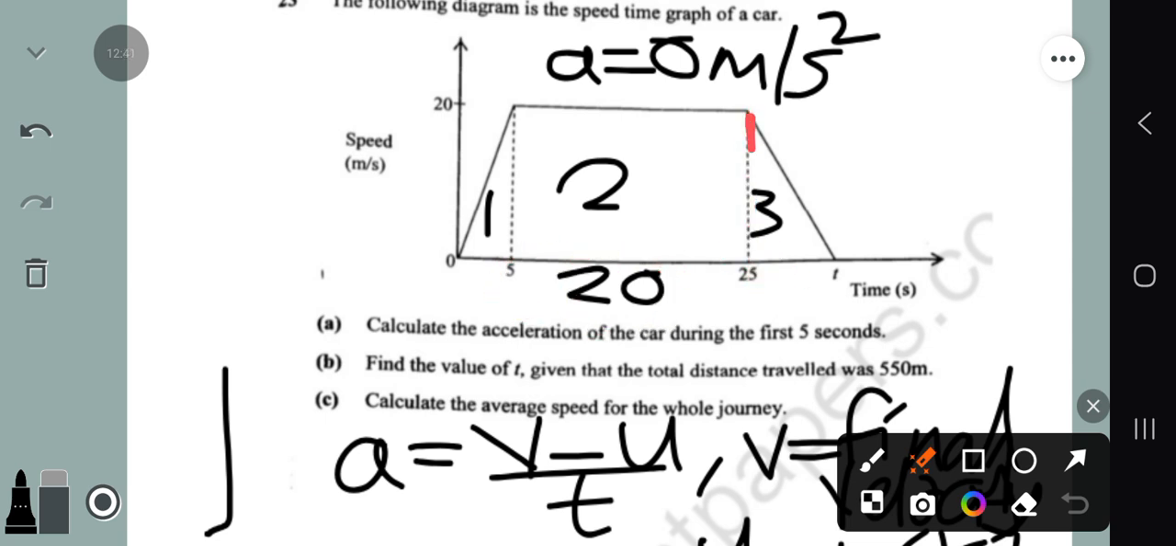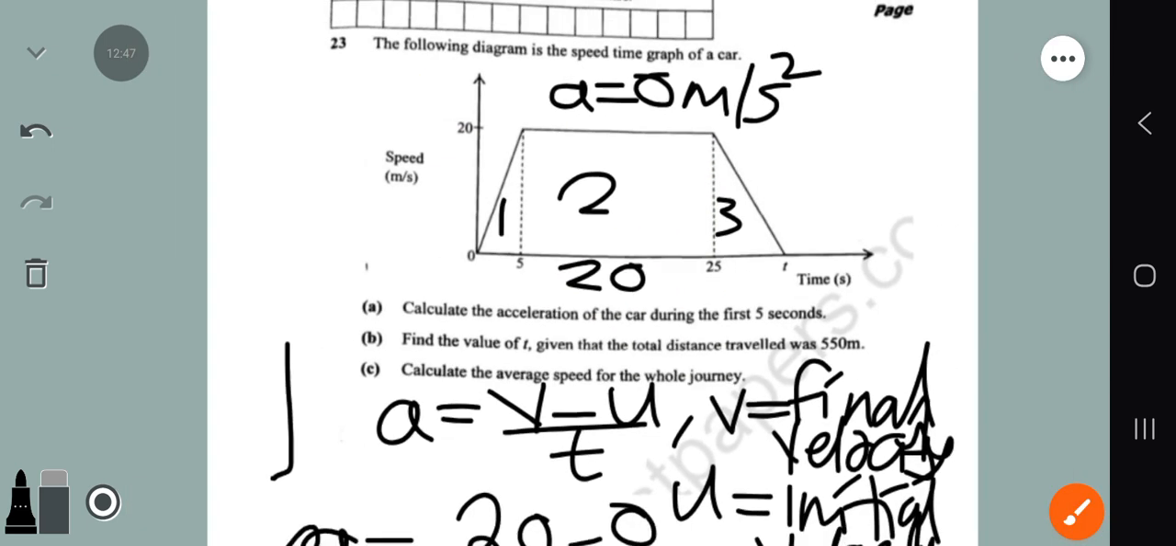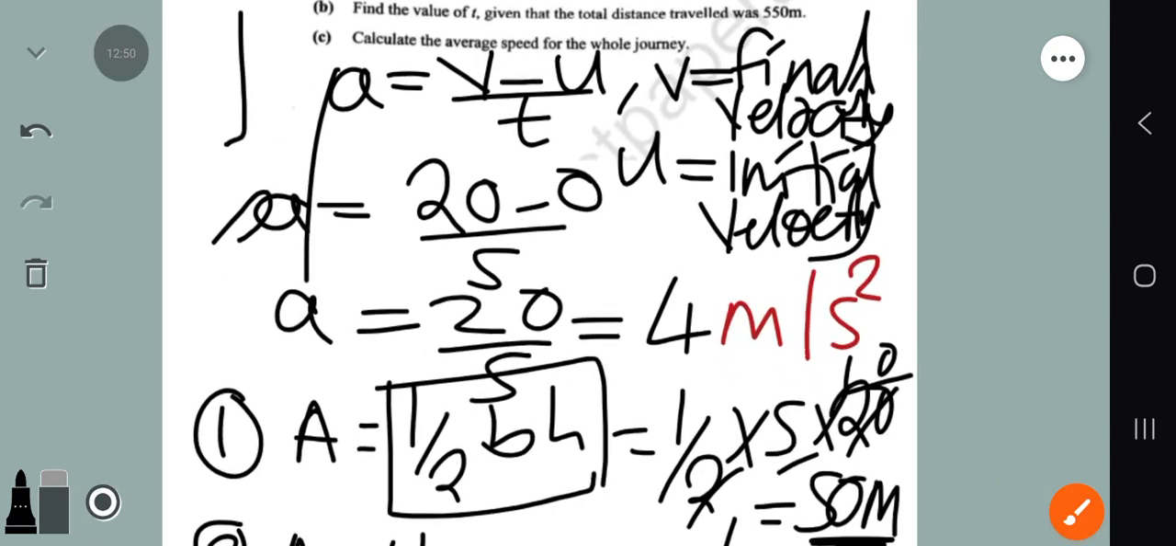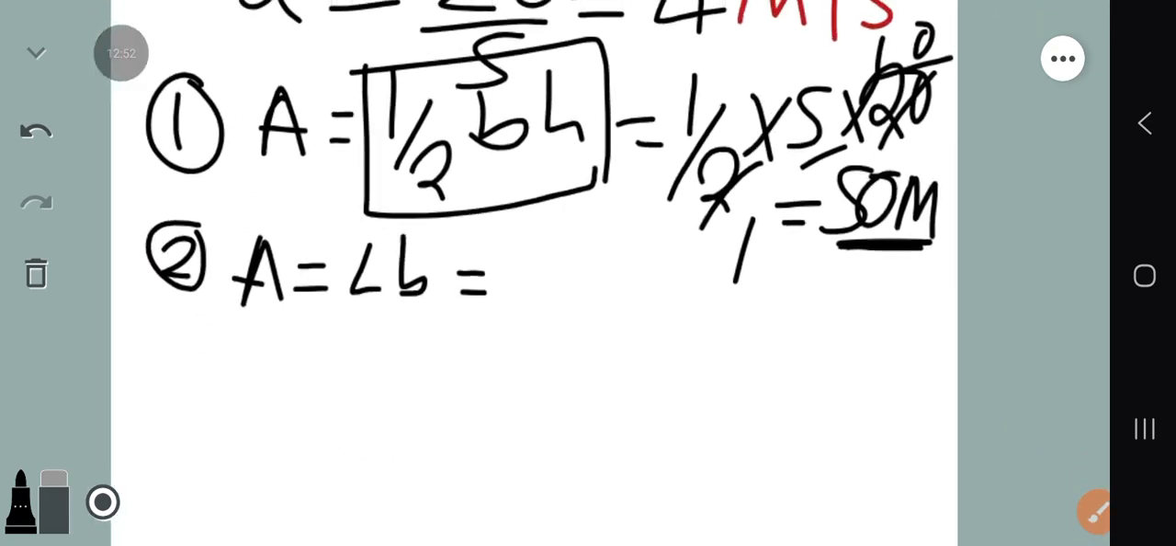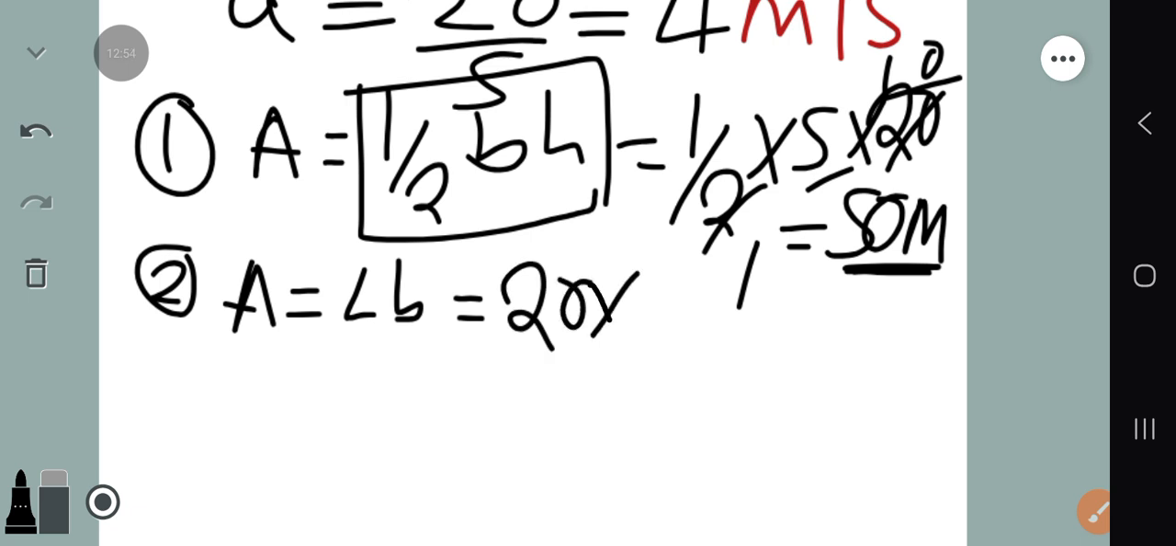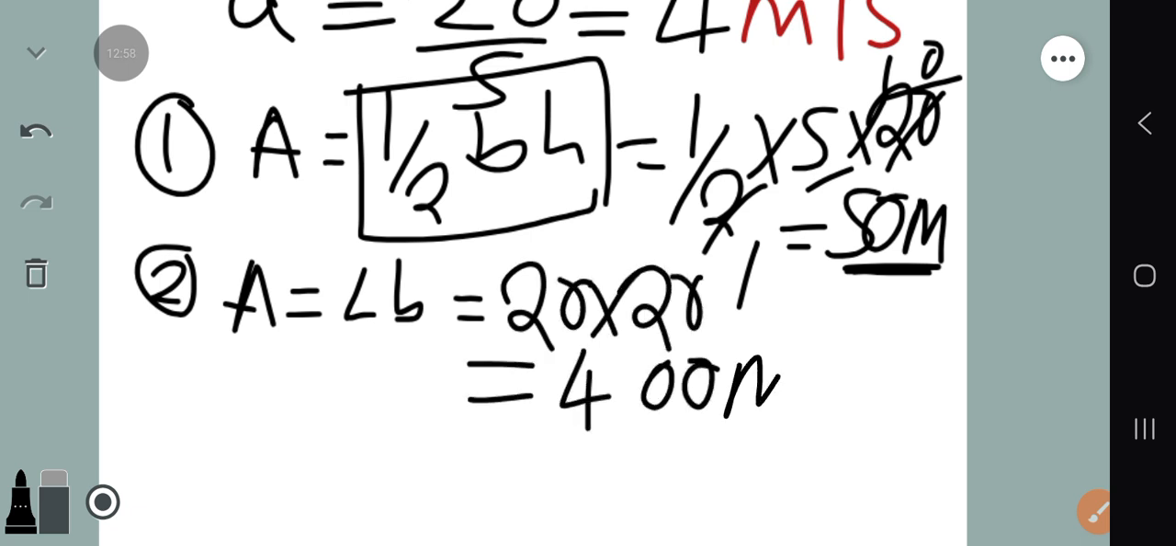And the height is what? 20, as you can see. So I'm going to multiply 20 times 20, which is the height. And what is 20 times 20? You don't need a calculator. So 20 times 20 will give you 400, right? 400 meters. I'm going to keep this.